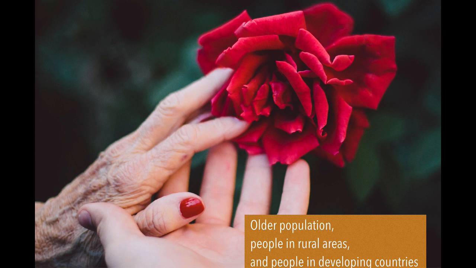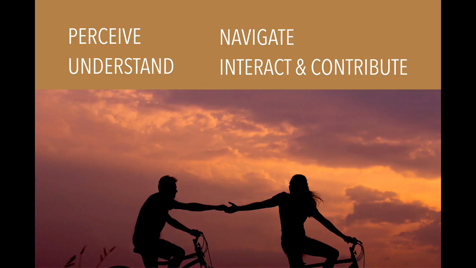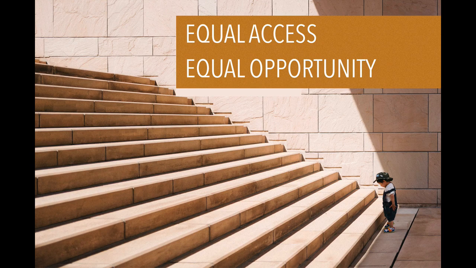Accessibility supports social inclusion for people with disabilities as well as others, such as older populations, people in rural areas, and people in developing countries. Web accessibility means that people with disabilities can perceive, understand, navigate, interact, and even contribute to the web. These are all things you ask yourself when you are building your site: is someone able to participate at this level with the design that you've provided? It means equal access and equal opportunity.